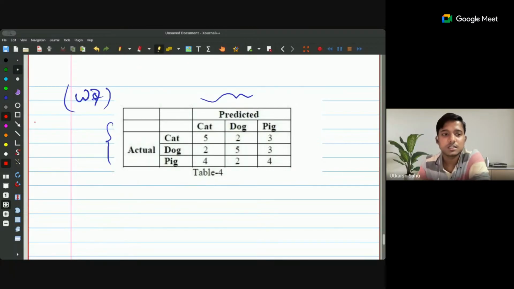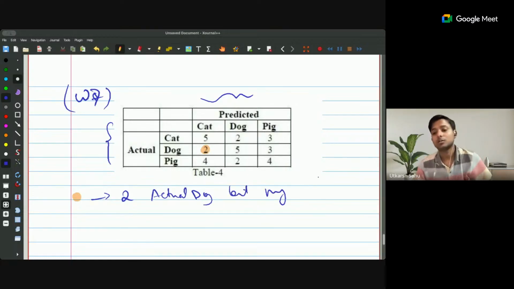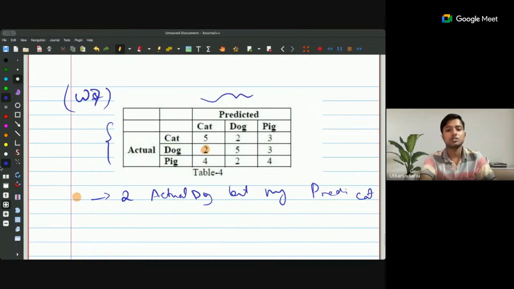Let's just take one cell, for example. Let's say this one. What does this cell tell me? This tells me that 2 were actually dog, but my model predicted it to be cat. Okay, so this is how you read it. Similarly, if we are reading for, let's say, this one, pig, what it says is that there were 3 cats which my model said to be pig.